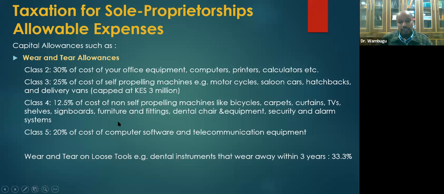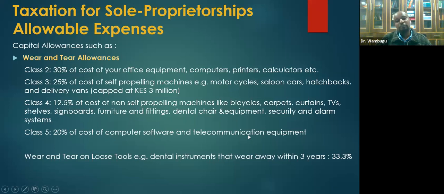Now, class 4 includes things like non-propelling machines, such as bicycles, carpets, curtains, TVs, shelves, signboards, all those things. So even your dental chair, you should be able to claim 12.5% of the value of the chair, on reducing balance, until you get to 0. Security and alarm systems are also included in that. Now, class 5 is 20% of the cost of computer software, but this is done on what we call straight line.